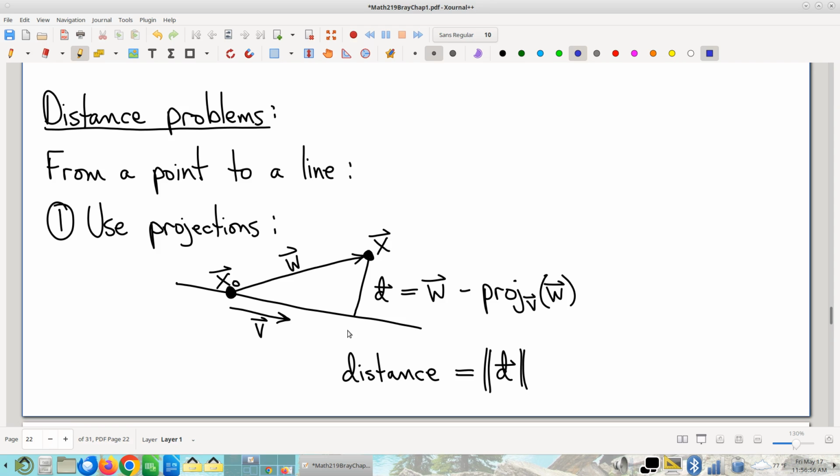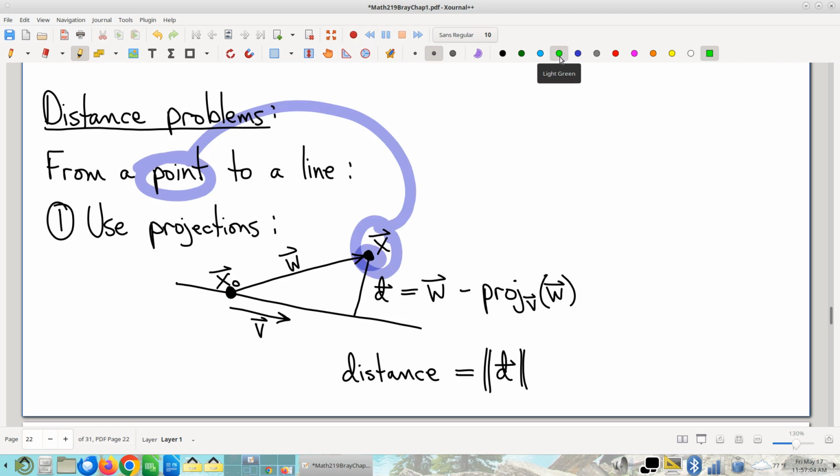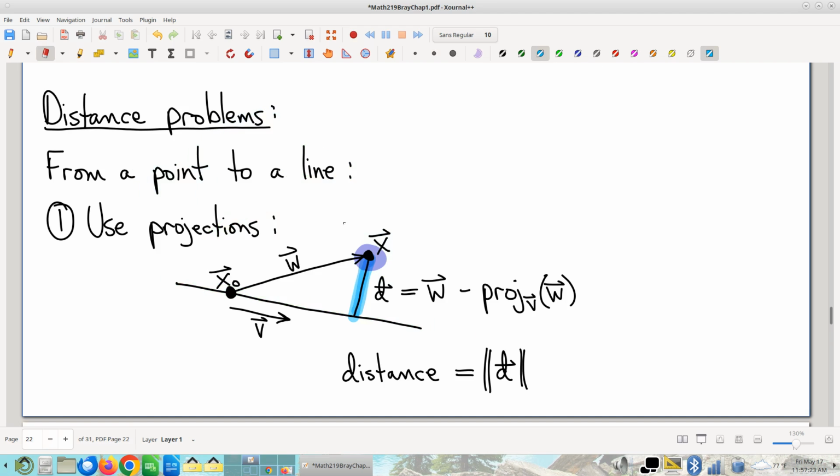So here we go. Suppose I have a point, and suppose I have a line. And suppose I want to compute the distance from the point to the line. How would I compute that distance? There's a couple different ways you can do this. I like this one pretty well.